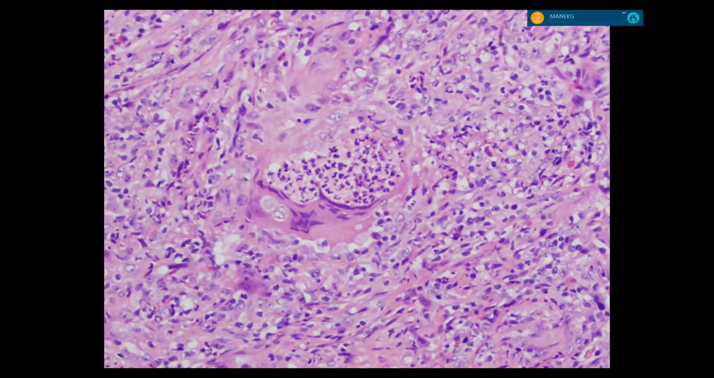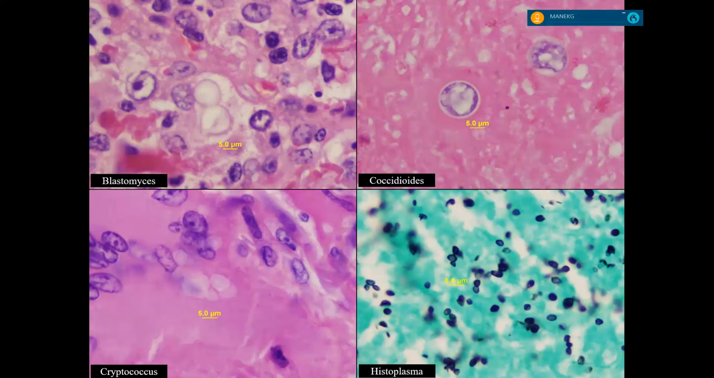Pyogranuloma. All right, here it's all labeled, so you'll see the difference. Broad-based budding, see the broad base there. The big thing with the endospores inside it, here's an intact endospore. Here's a crypto with the halo. And there's histo: small uniform things with narrow-base budding. I'm pointing now to a narrow-base bud. Make sense?